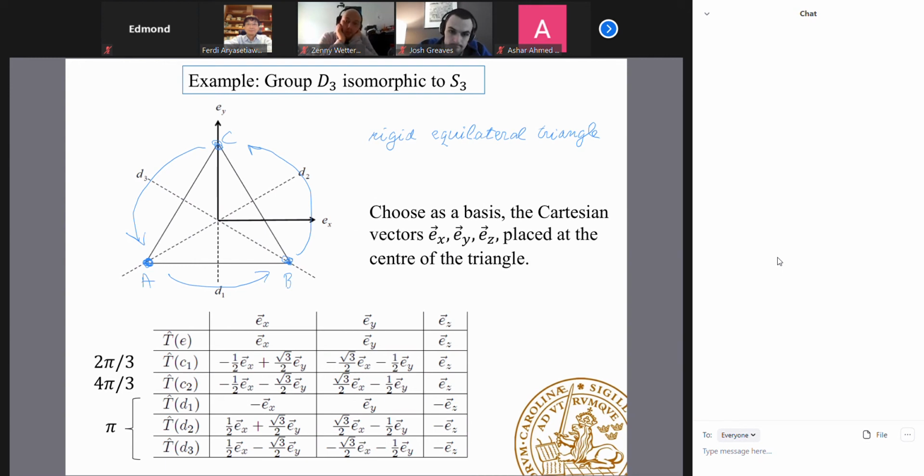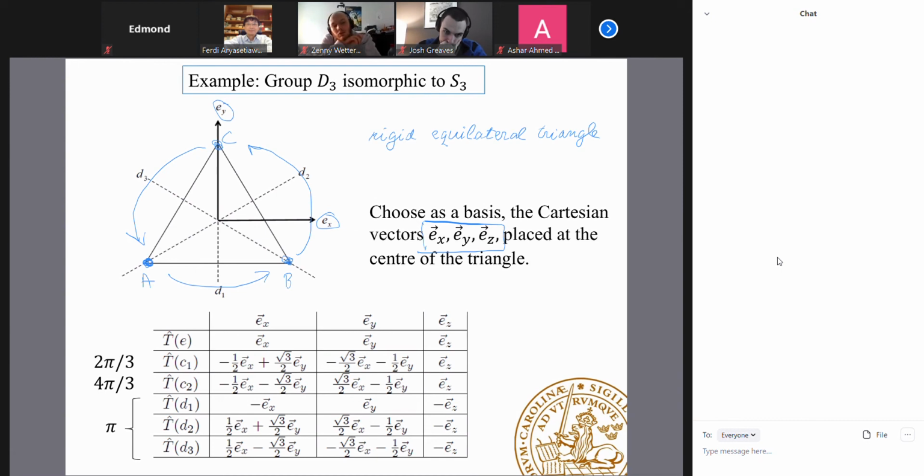One simple choice, which of course doesn't correspond to the molecule now, I'm just choosing some basis functions. So we can choose the Cartesian vectors: Ex, Ey, and Ez perpendicular to the plane. We can choose any functions we like. It's completely arbitrary, the basis functions, nothing to do with the group. It's something that we choose depending on the problem that we want to solve.